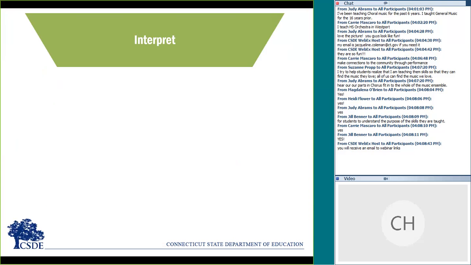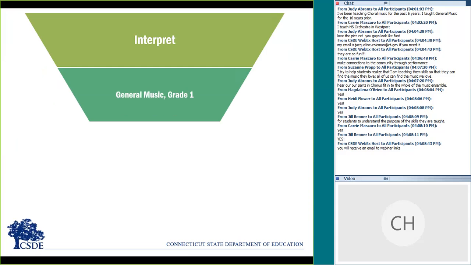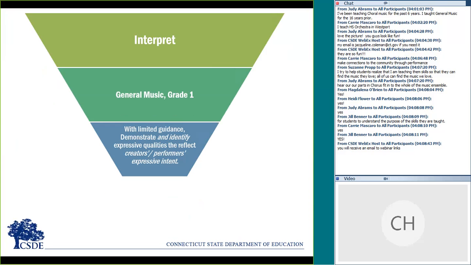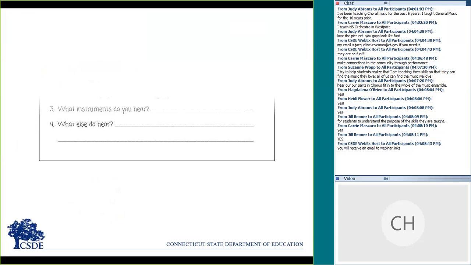Next, our process component is interpret. There's the course we're teaching. And voila, there's our standard. Now I'm going to boil this down to instruction, what I do in my classroom to hit this standard.